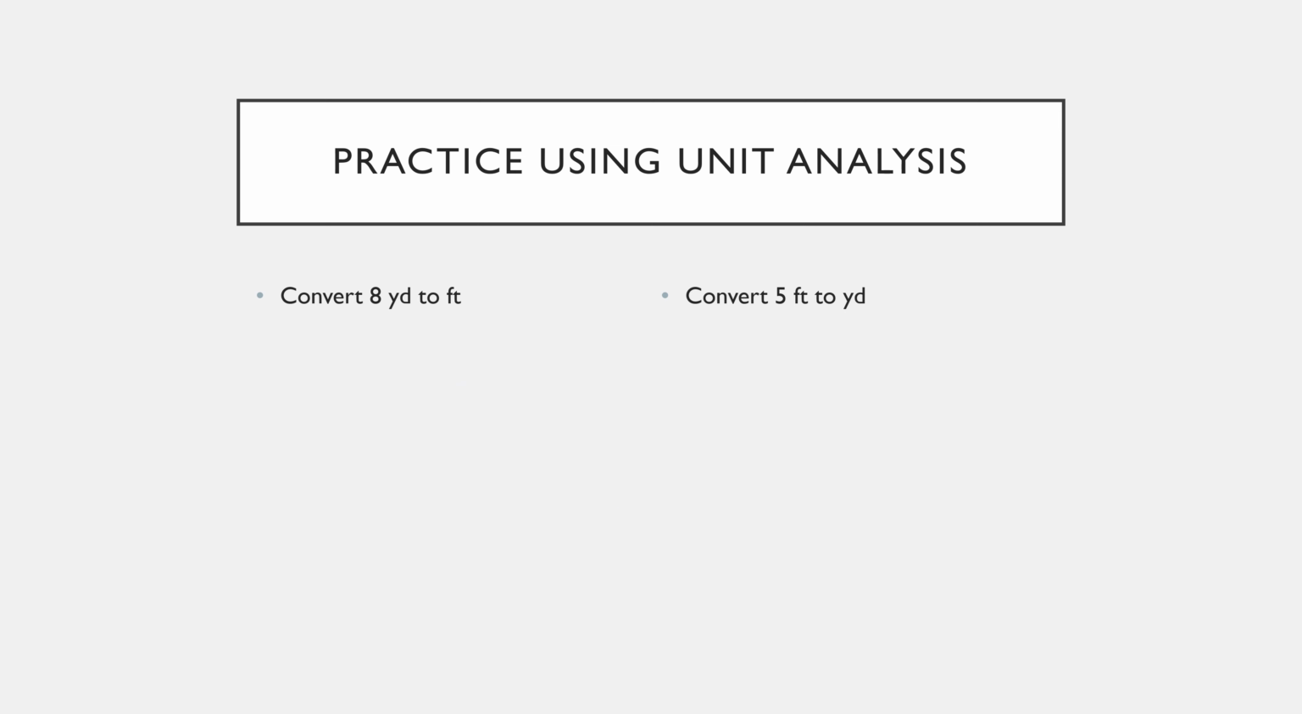Let's try a different unit now. So yards. If you remember, 3 feet is 1 yard, so 1 yard is 3 feet. So what that means is we're going to take 8 yards here. We're going to multiply by a fraction that has yards in the denominator, feet in the numerator. 1 yard is 3 feet. So that is essentially just 8 times 3, which is going to give us 24 feet. So 8 yards equals 24 feet.